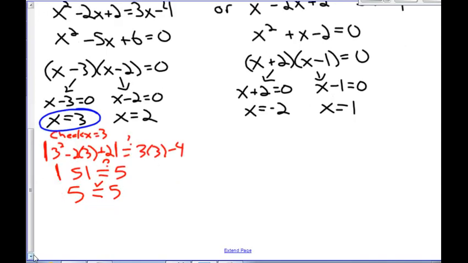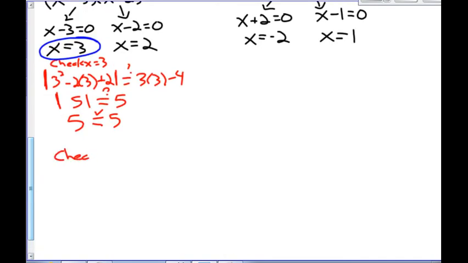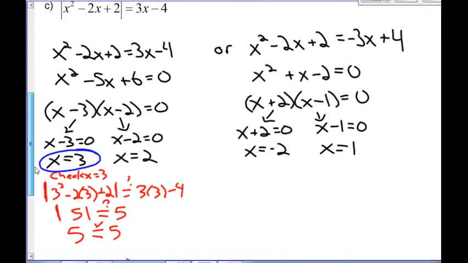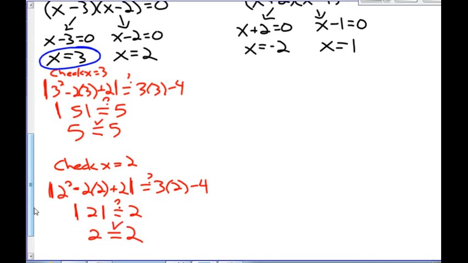Okay, let's check x equals 2. And these checks can go pretty quickly. So that's going to be 2 squared. I'm just using the original equation. It has to go into the very original one with the absolute value signs. Minus 2 times 2 plus 2. Is that the same as 3 times 2 minus 4? Okay, that's going to be the absolute value of 2. Is that equal to 2? Yes, it is. Again, we found a solution. So this one is an answer.